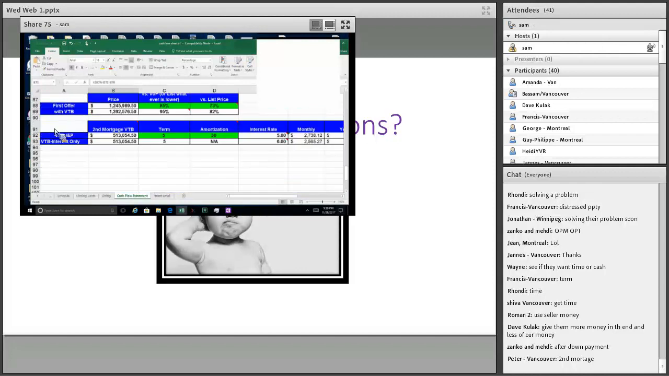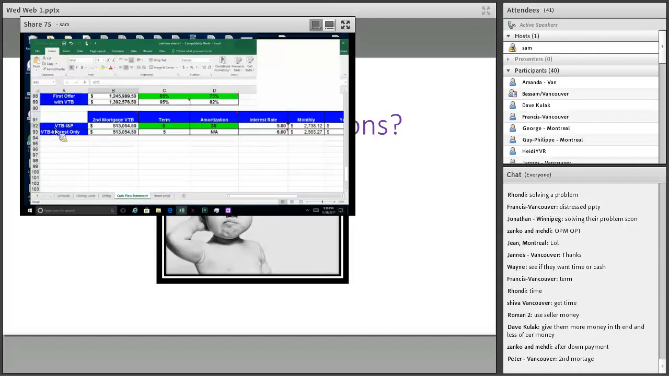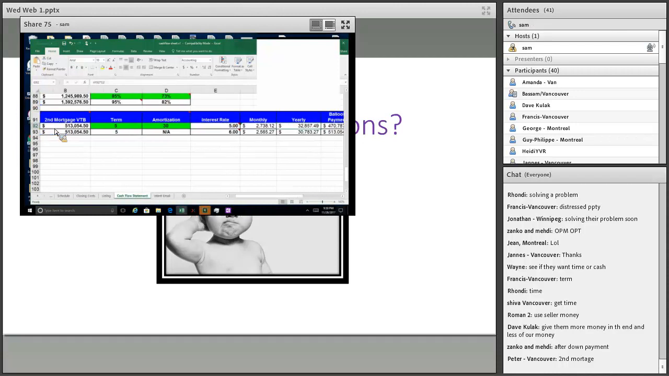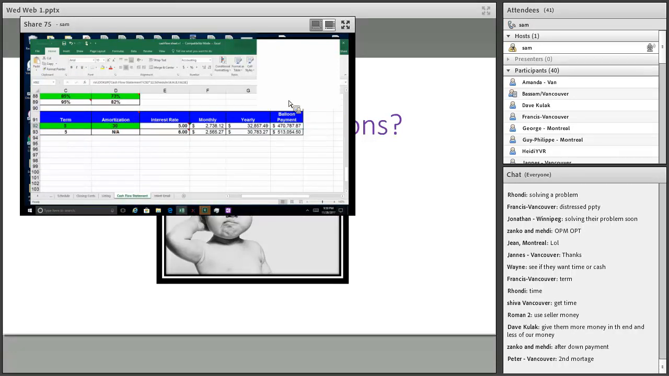So 513 is the second mortgage. That's what we're asking for. Term is 5 years, right? Term is 5 years. Amortization is 30 years. Interest rate, this is interest and principal. Interest rate is 5%. The monthly for us is $27.38. The yearly is $32,857, and the balloon payment is $470,787.87. What does that mean?